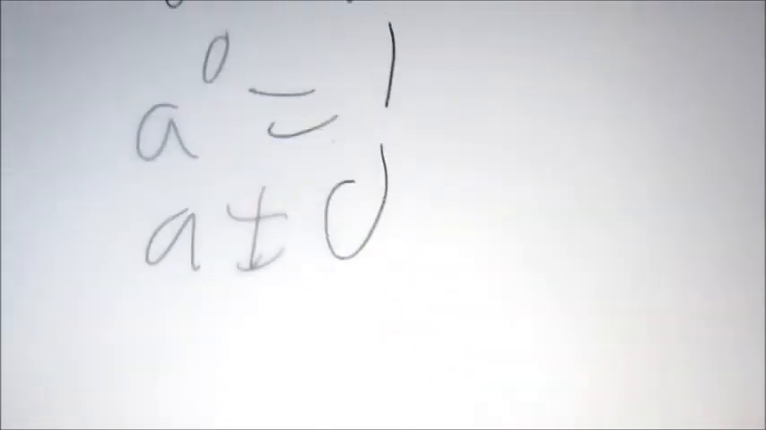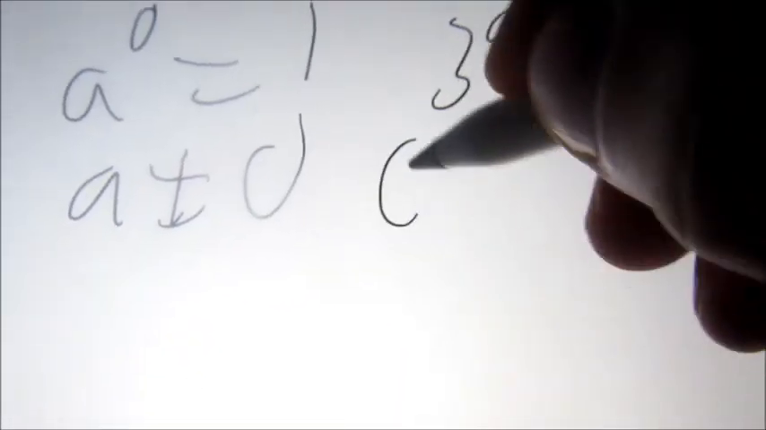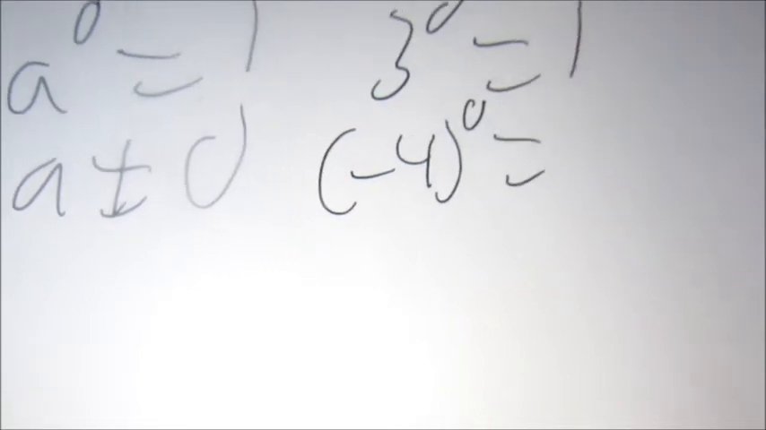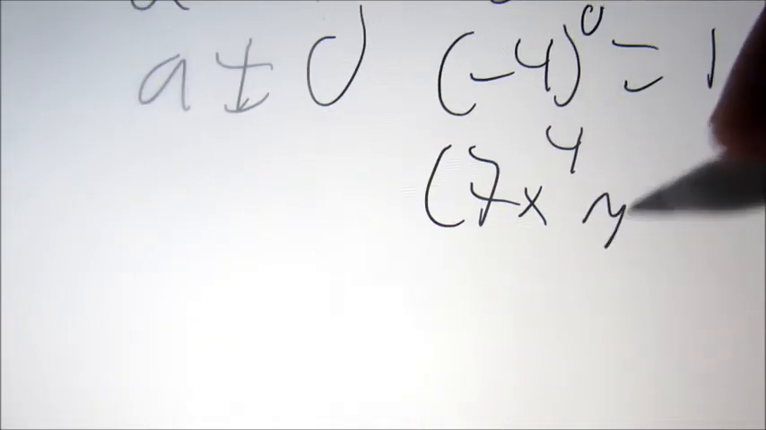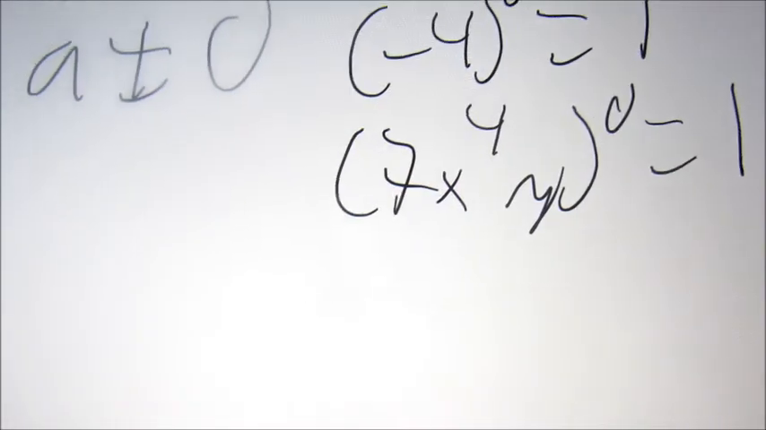Okay, so there's another reiteration on here, and it's in this section a lot, of 0 as an exponent. Remember, any number that we have raised to the 0 is going to equal 1, but a cannot equal 0. So if we have something like 3 to the 0, that equals 1. If we have in parentheses negative 4 raised to the 0, it equals 1. If we have 7x to the 4y, all in parentheses raised to the 0, that equals 1.